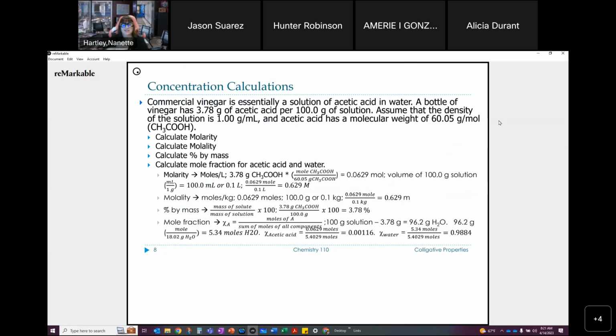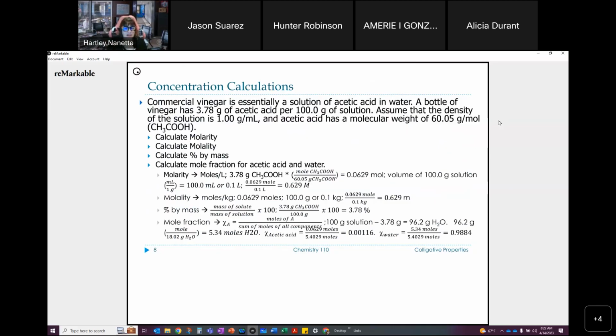Okay, I did this in that order because it's most common for us to calculate molarity, then molality, then percent by mass, then mole fraction. So in terms of how often they occur, that's the order of occurrence. So that's why I did it in that order.